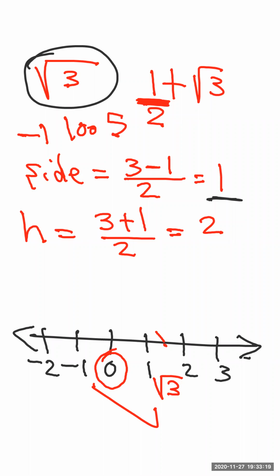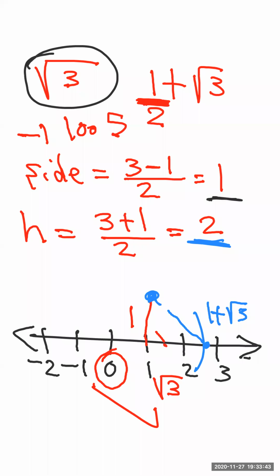Then draw the perpendicular line, which is equal to the side of the triangle, which is 1. And then again, fix your compasses with the length of 2, which is the hypotenuse, at this point on the top, and draw your arc. So this is the hypotenuse, and this point is 1 plus square root of 3.